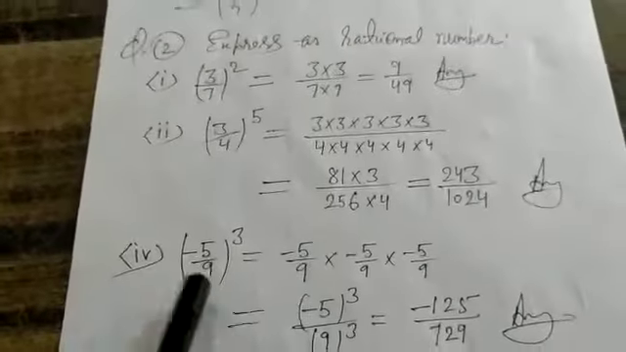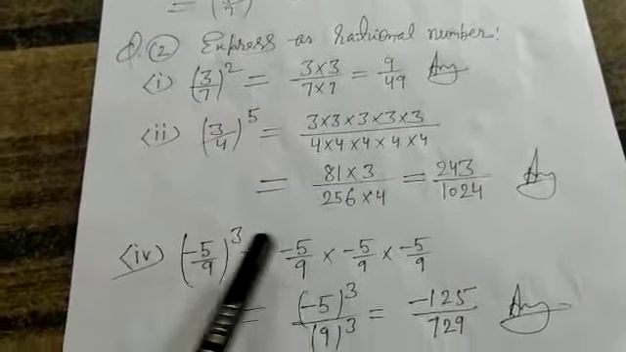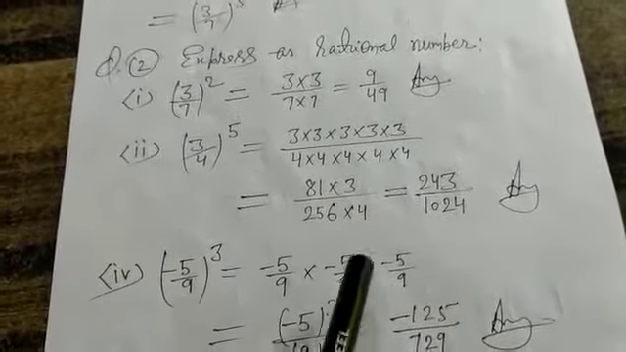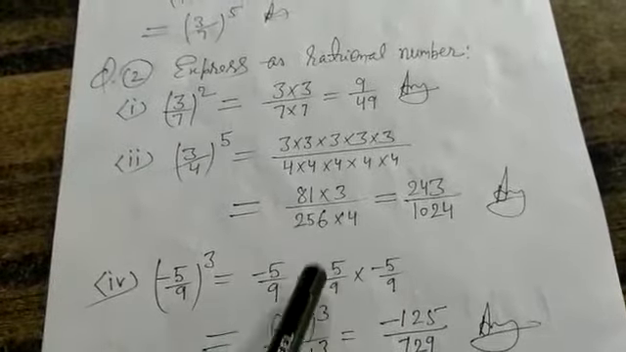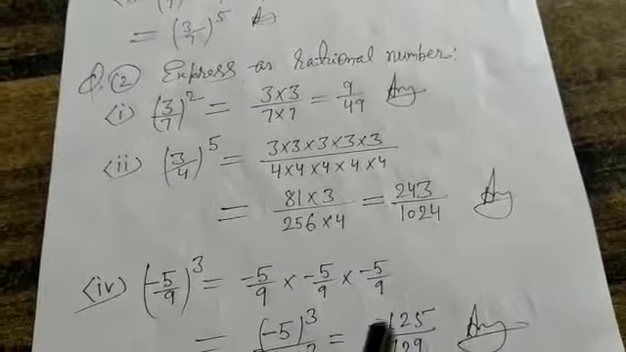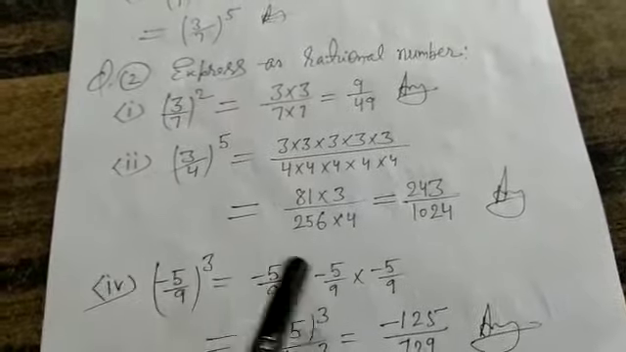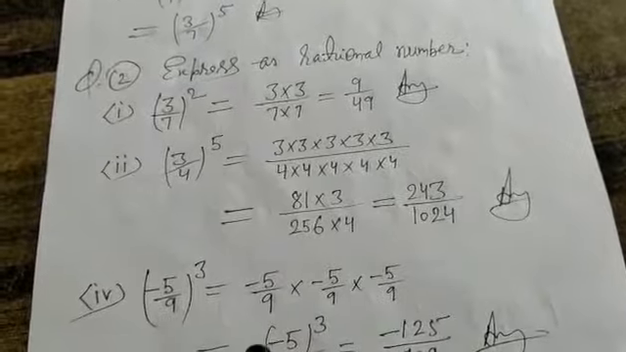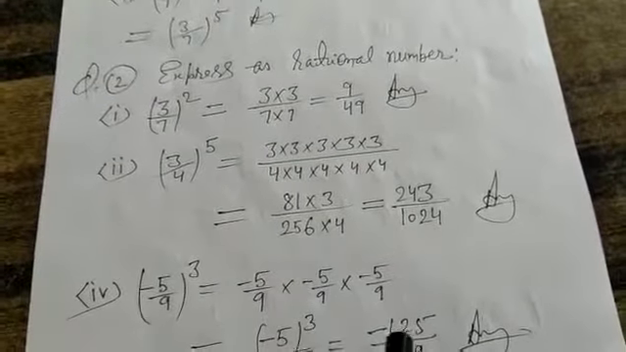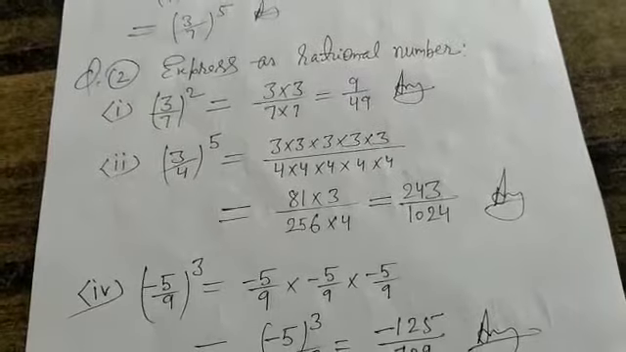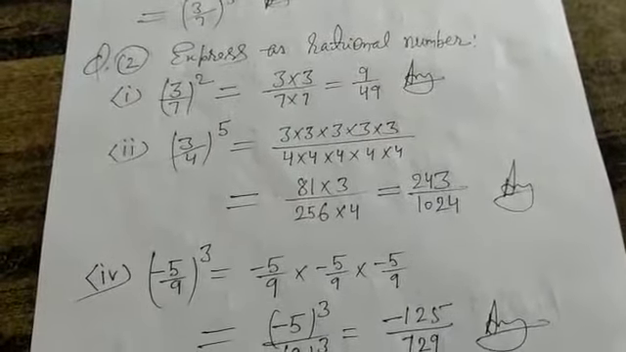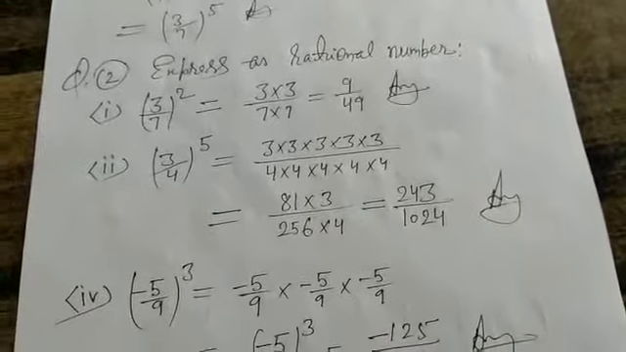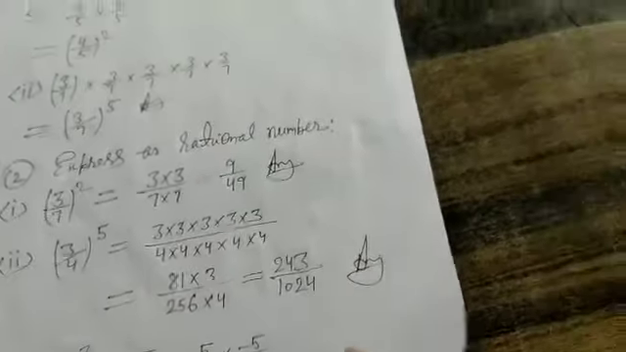Question number 4. (Minus 5 by 9) to the power 3 is there. So we'll write minus 5 by 9 three times: minus 5 by 9 into minus 5 by 9 into minus 5 by 9. Minus into minus is plus, and plus into minus is minus, so in the answer you'll write minus. Then 5 5s are 25 and 25 5s are 125, so for minus 5 cube you will write minus 125. For 9 cube, 9 9s are 81 and 81 9s are 729. So minus 125 by 729 is your answer.